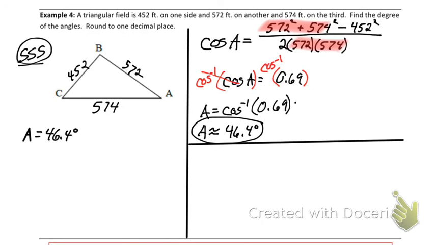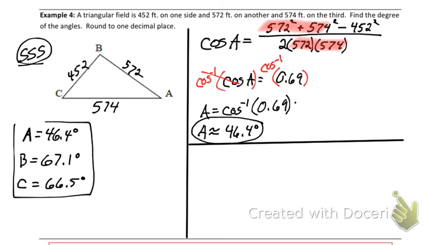So A is 46.4. We did that together. B is what you should be finding. You should get about 67.1 degrees. And C should be about 66.5 degrees. Do we do the law of sines? Like I said, you can use whichever one you want.